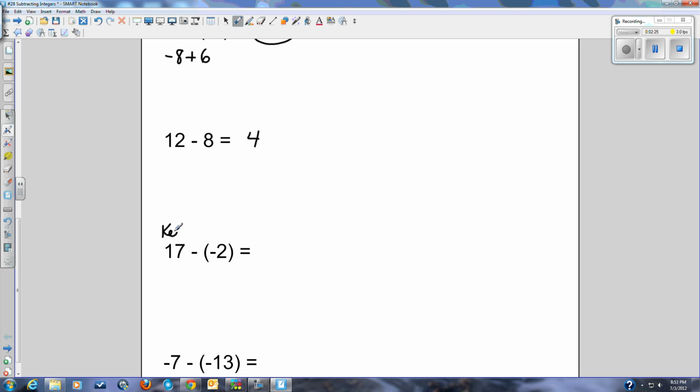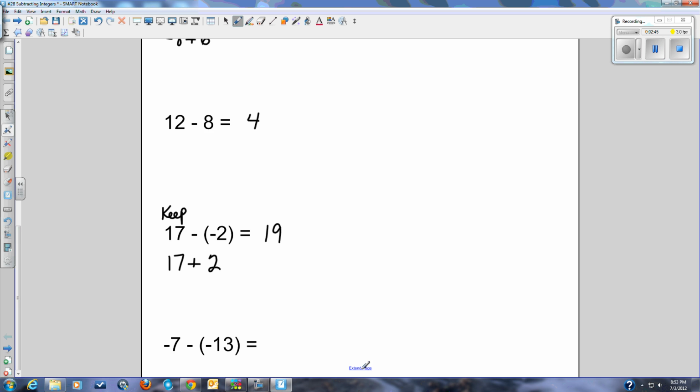Keep your first number. Keep the 17. The minus becomes a plus. Change the sign on the second number so it becomes positive 2. 17 plus 2 gives you 19. Let's try the next one.